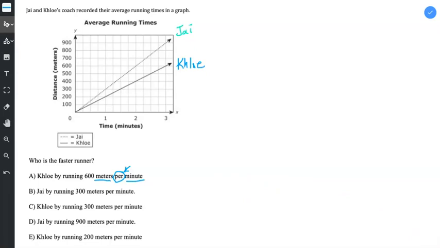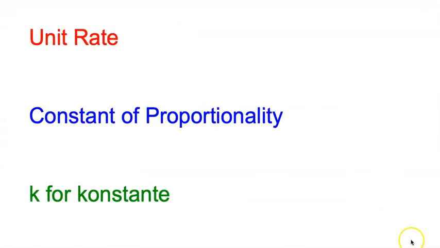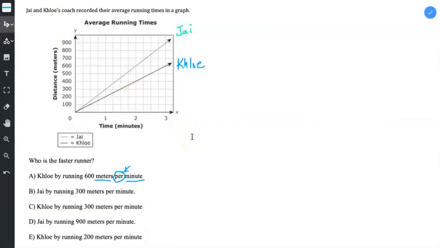So I think about what I learned about unit rates. Unit rate, another name for it is the constant of proportionality. And the letter we use for unit rate is K. K comes from the word constant in German because in a proportional relationship, the unit rate is the same throughout. And these are actually two proportional relationships.